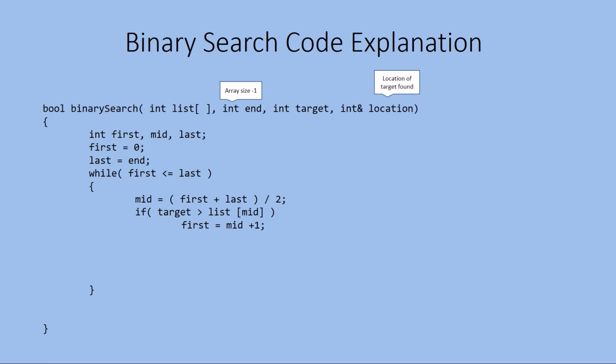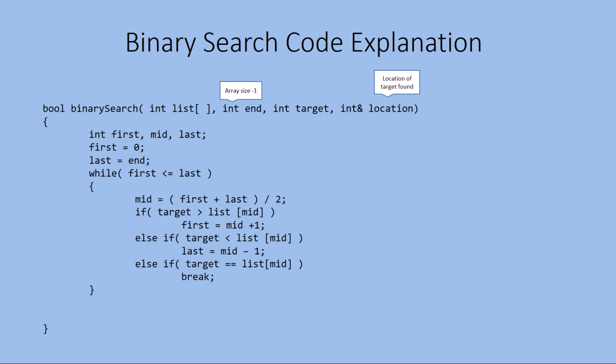In the other case, if the target is less than the element at middle, the target should be located in the left hand side of the array. Then we move our searching to the left hand side. We set our last equal to mid minus 1. Then loop back again and search again. In the last case, if the middle element of the array is exactly the same as our target, then we found the target and just quit the loop.